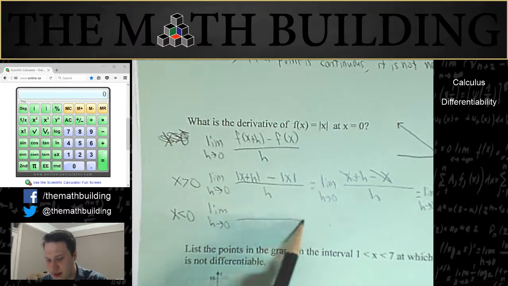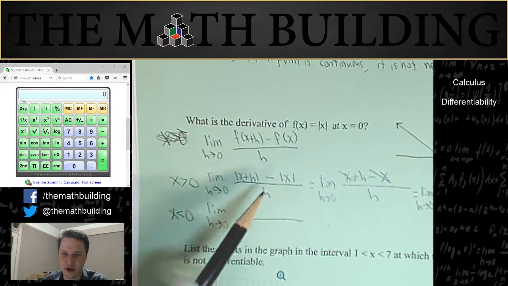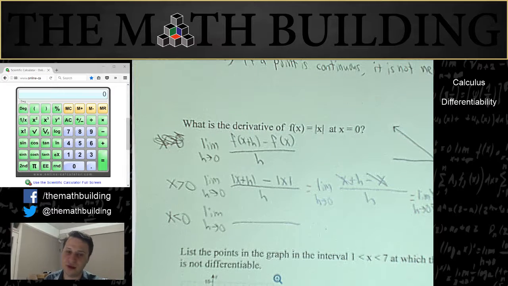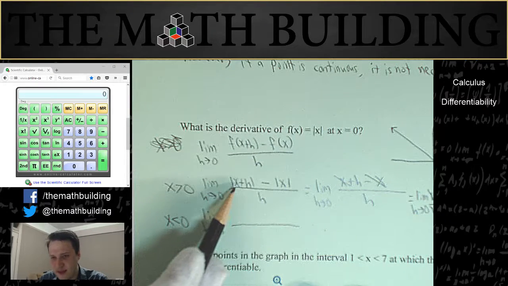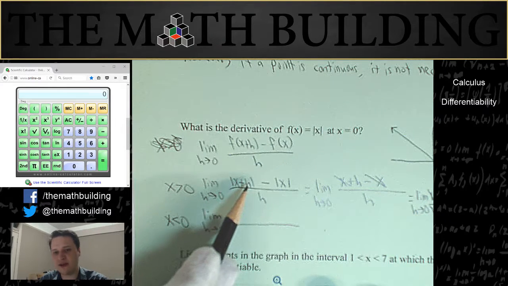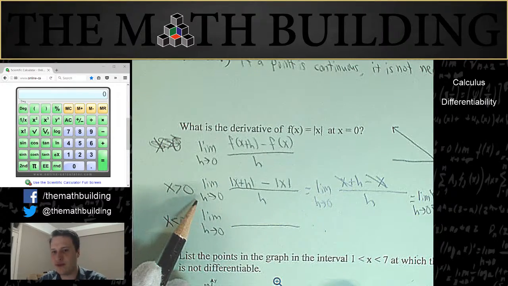Okay, so we have the same thing as here. We have the absolute value of x plus h minus the absolute value of x, over h, but this time x is less than 0. So this next part's a little bit tricky, but I'm going to try to explain it. x is negative and h is positive, but h is really, really small. Again, h is going to 0.